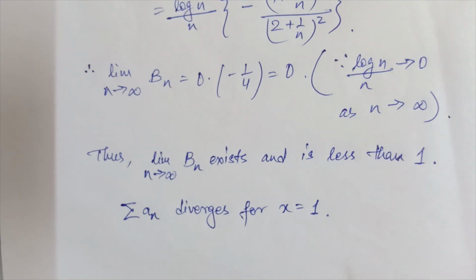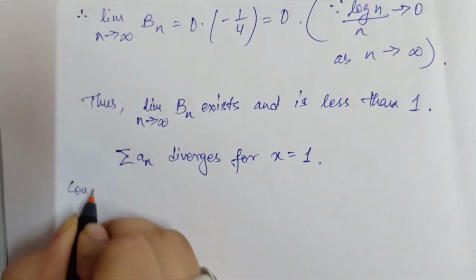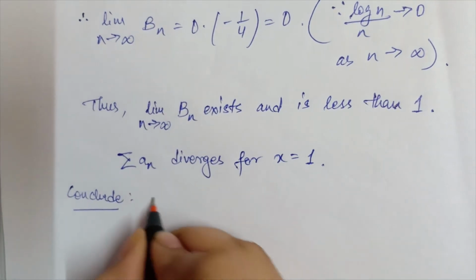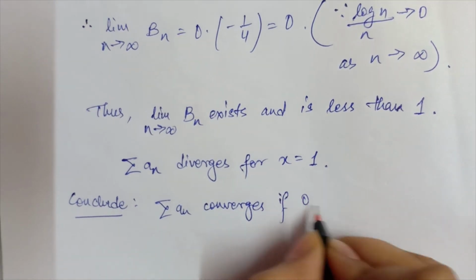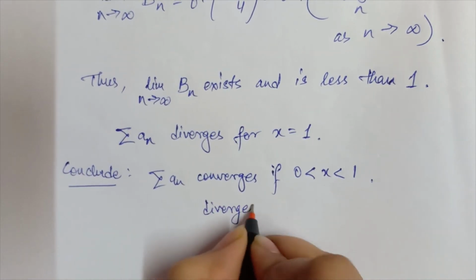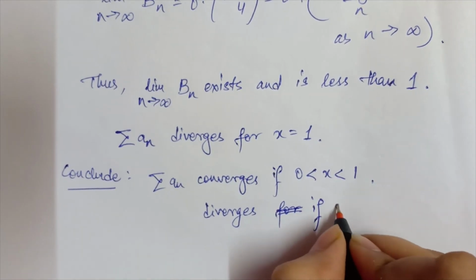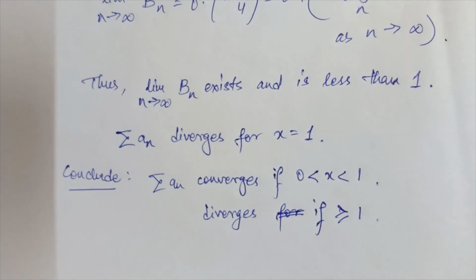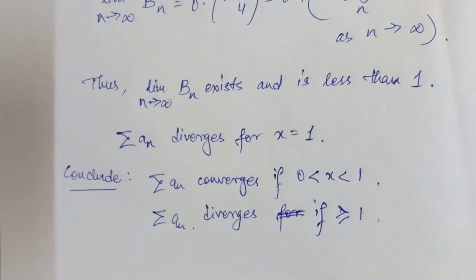So this is the conclusion for the given series summation an. We conclude that the series an converges if 0 less than x less than 1 and diverges if x is greater than or equal to 1. So in this way the ratio test is done. For the first test, which is the comparison test, please check the first video.